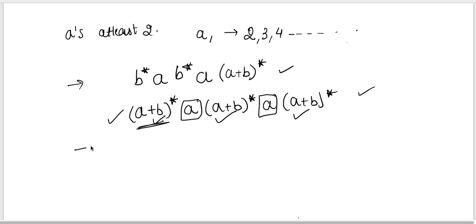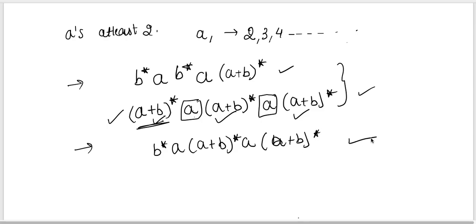So what I mean to say by showing this example is that many regular expressions are possible for the same language. Many finite automata are possible. Many regular grammars are also possible. Got it? So you might write like this also: b star, (a plus b) whole star, a, (a plus b) whole star, a. This one is also correct. But the constraint is that the number of a's in the string should be at least 2.